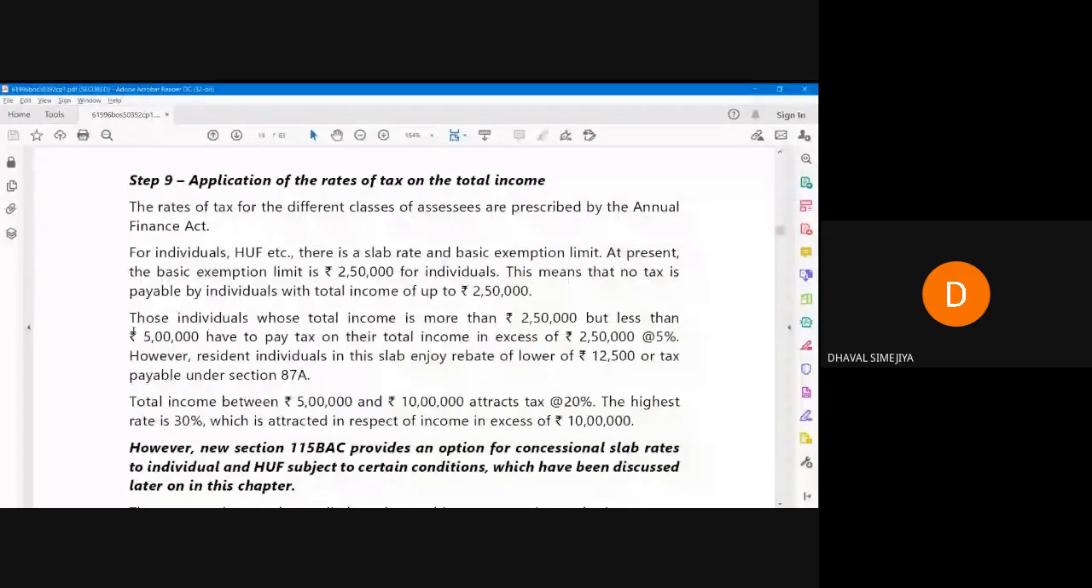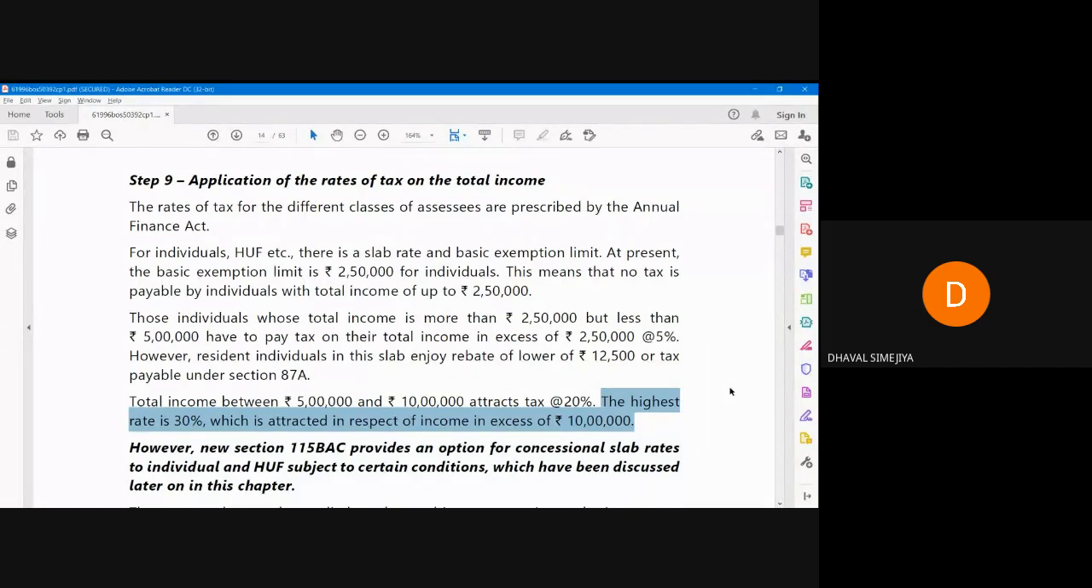Now, sir, up to 5 lakh rupees, 5%. In excess of 2,50,000 but up to 5 lakh rupees, it is 5%. Income between 5 lakh to 10 lakh, it is 20%. And income beyond 10 lakh rupees, it is 30%. So this is your income tax slab. It is progressive in nature.